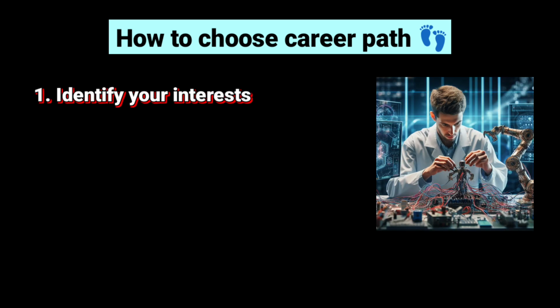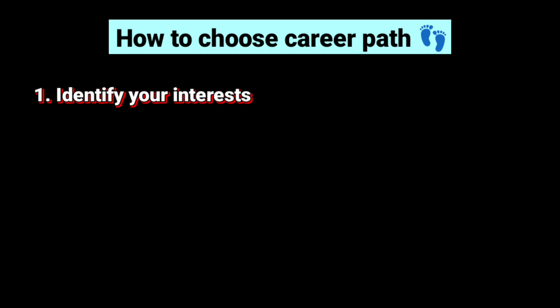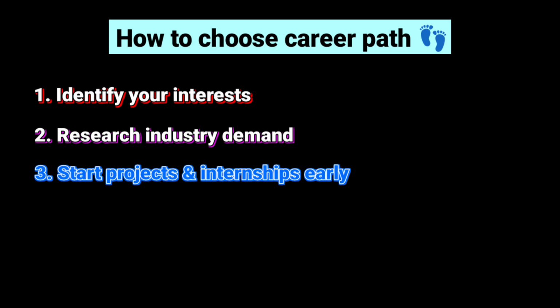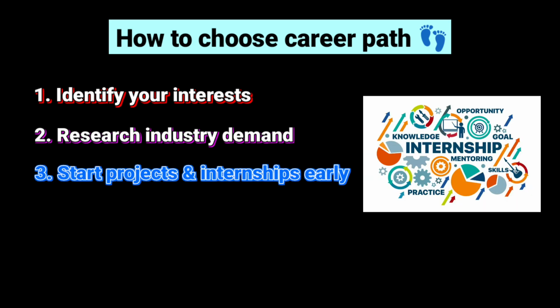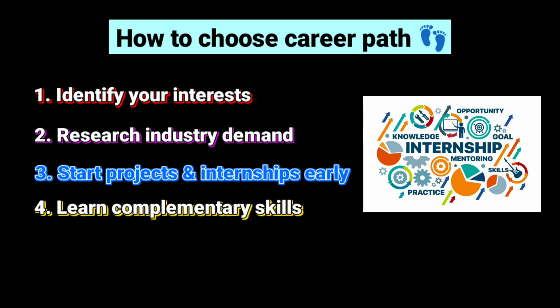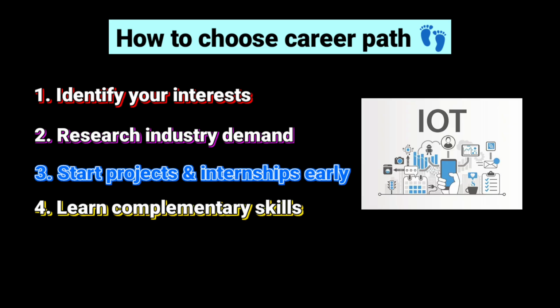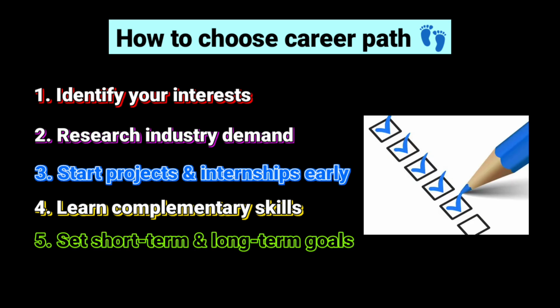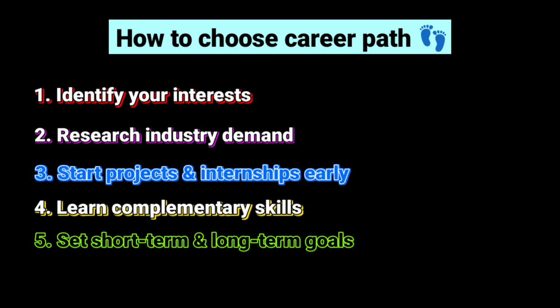Choosing your path. Here's how you can decide your career path. 1. Identify your interests. Do you like electronics, power, or coding? 2. Research industry demand. Check which technologies are growing and hiring trends. 3. Start projects and internships early. It builds your resume and confidence. 4. Learn complementary skills. For example, ECE plus AI ML or E plus IoT automation. 5. Set short-term and long-term goals. Know where you want to be in 1, 3, and 5 years. The key is to specialize but stay adaptable. The industry values both expertise and flexibility.